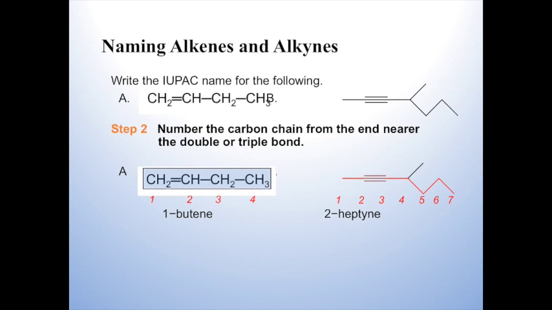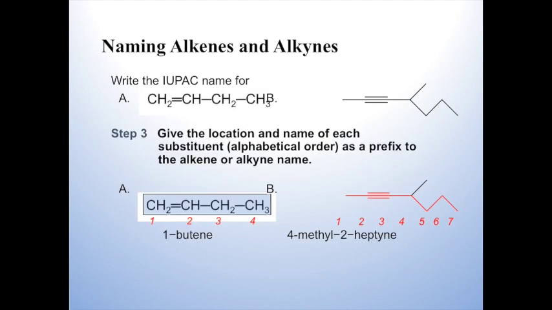And then you have to number the carbon chains to indicate where the different substituents are. So in the case of A, you start the numbering at the end closer to the double bond, and that means that the name of this molecule is 1-butene because the double bond occurs at the position of the first carbon. Now, in this case of heptyne, the triple bond occurs between the second and third carbons, so this would be 2-heptyne.